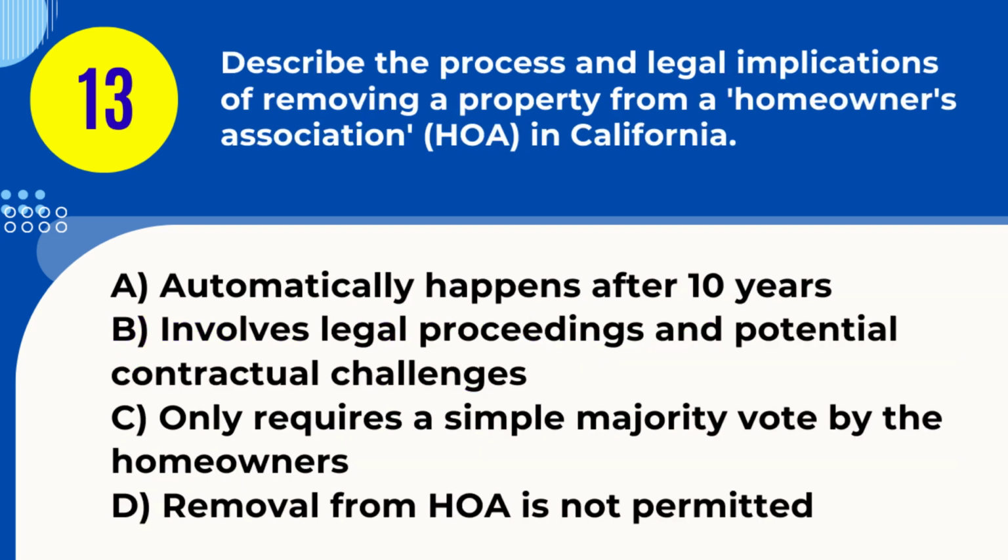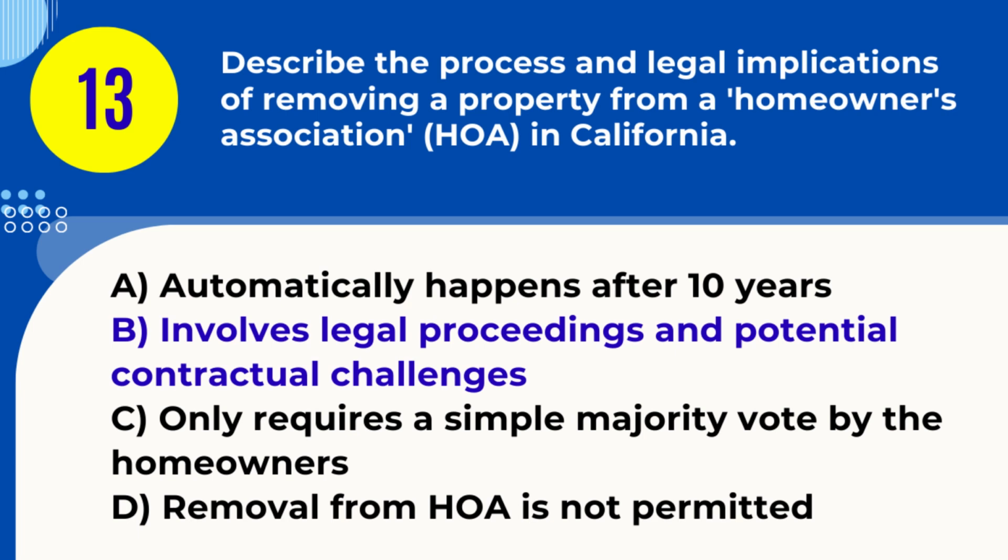Question 13. Describe the process and legal implications of removing a property from a homeowners association, HOA, in California. A. Automatically happens after 10 years. B. Involves legal proceedings and potential contractual challenges. C. Only requires a simple majority vote by the homeowners. D. Removal from HOA is not permitted.